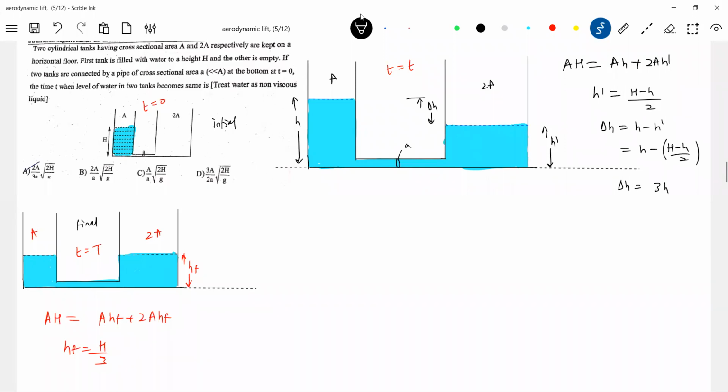I think this will be 3H minus H by 2. What is delta H? Difference in level of liquid in both the containers. I think till here any student can manage. Now a little bit: why will the liquid flow? Due to this pressure difference. You calculate pressure at this particular point.